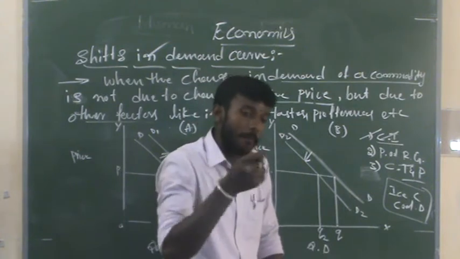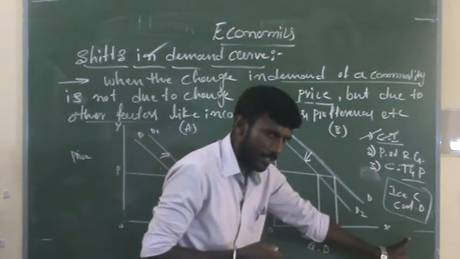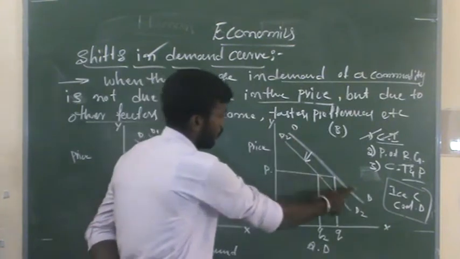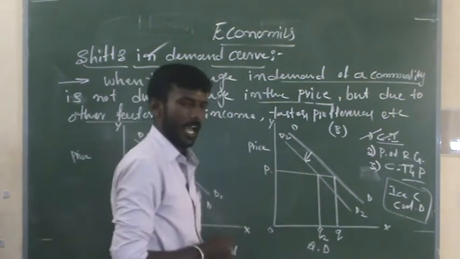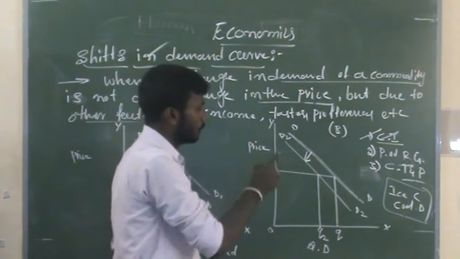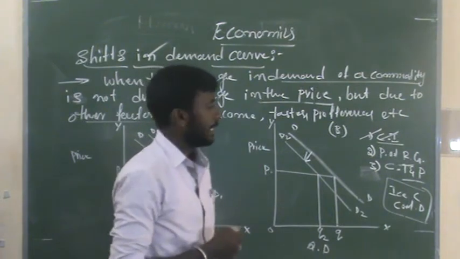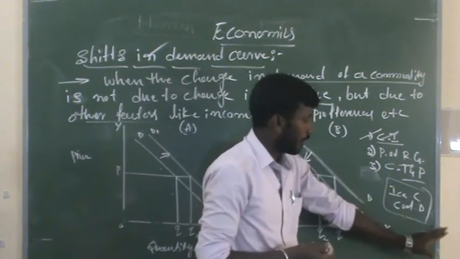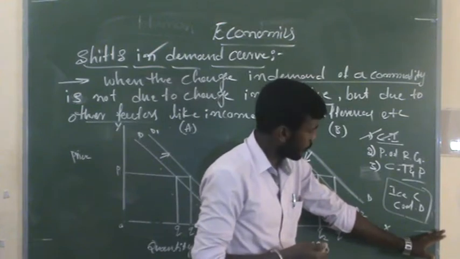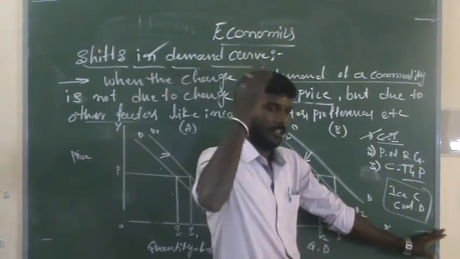When the demand for these goods decreases, the demand curve will shift downwards. I mean D2, D2, D2. In summer season, the demand for ice creams and also the demand for cool drinks will be high.